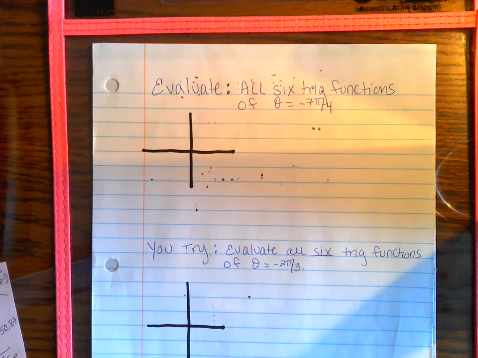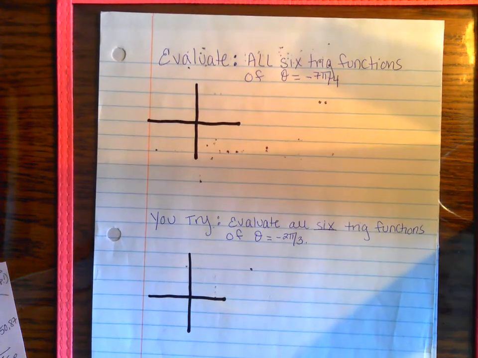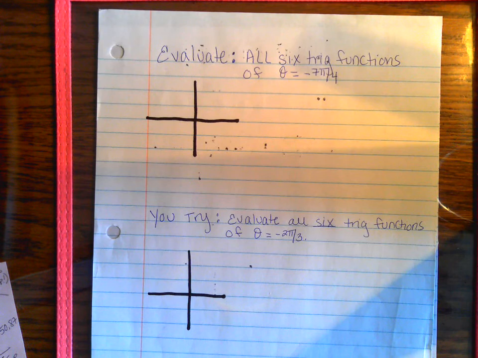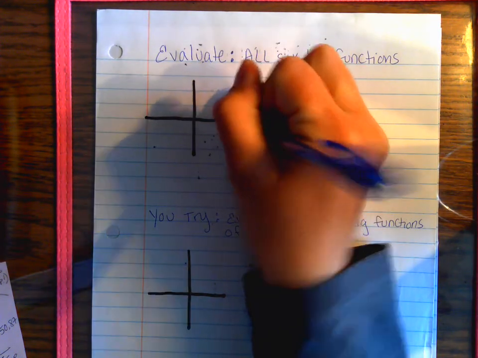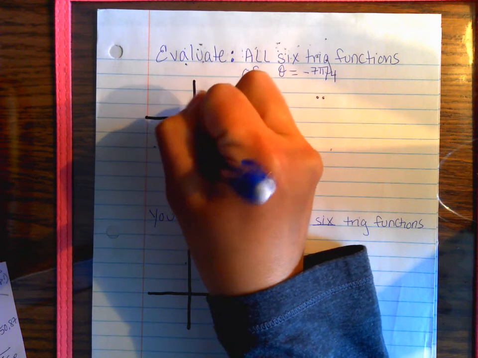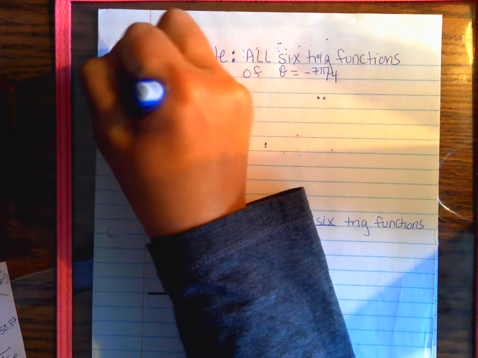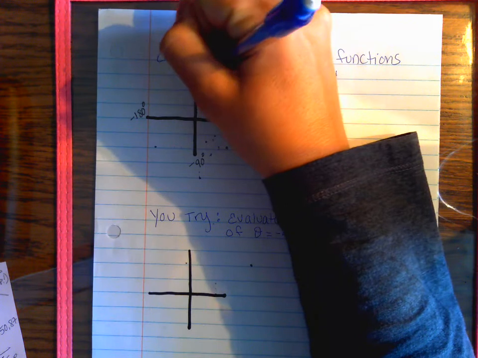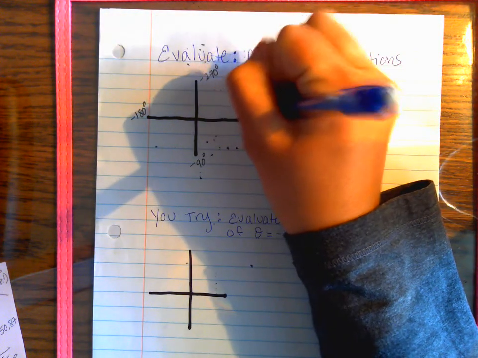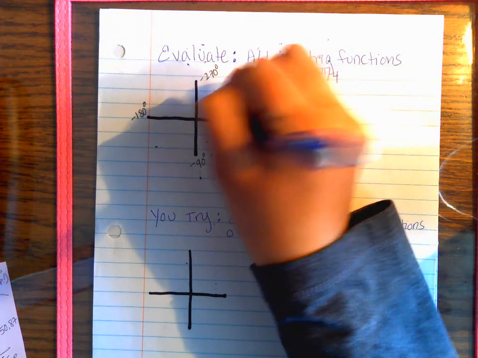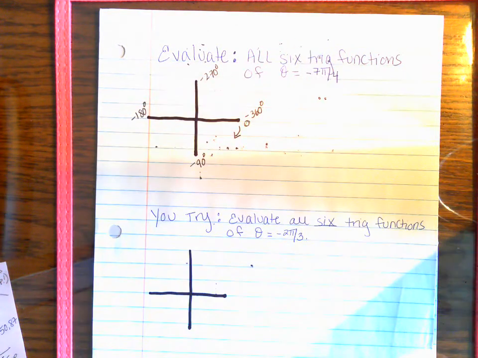Okay, so in the second piece, we're going to go backwards. If we have negative 7 pi over 4, so then this time we have 0 here, negative 90 degrees, negative 180 degrees, negative 270, and then it loops around to negative 360. So remember, when we have negative angles, they go clockwise around the unit circle.